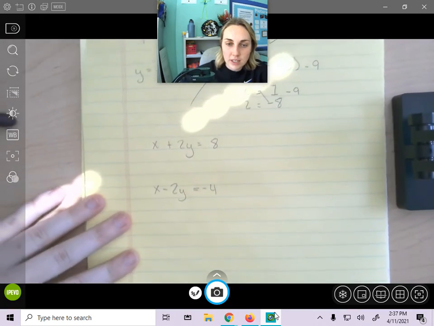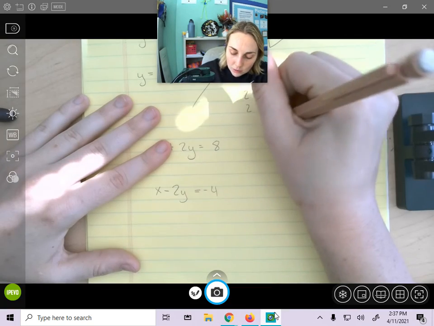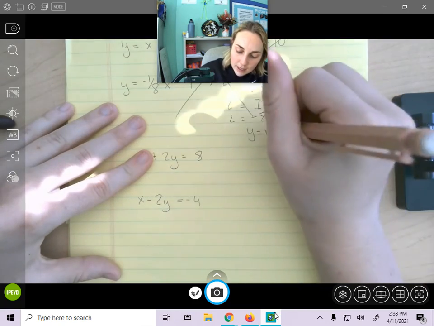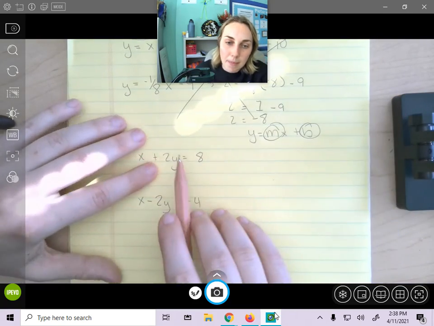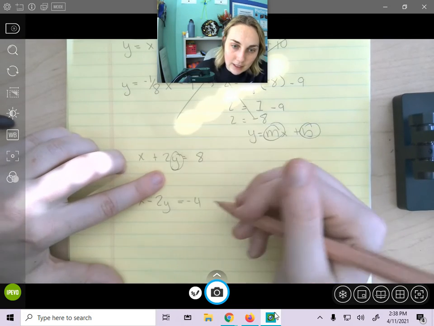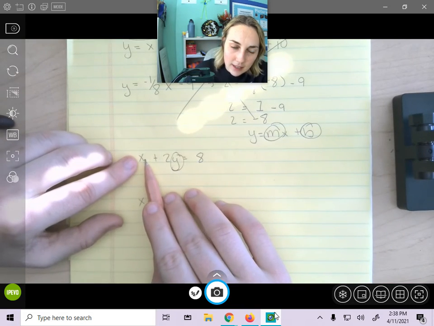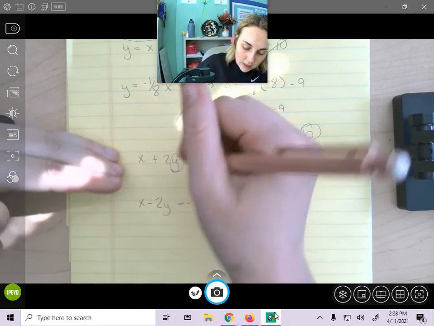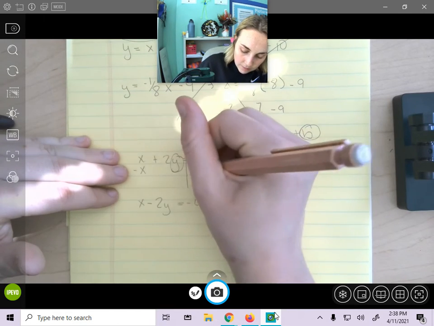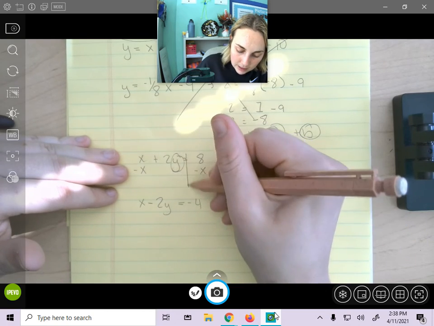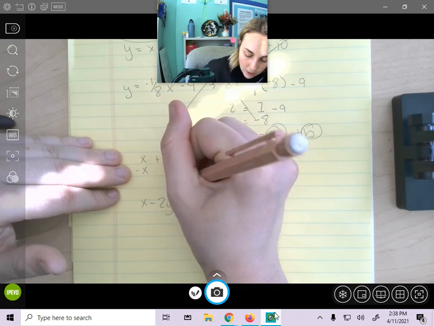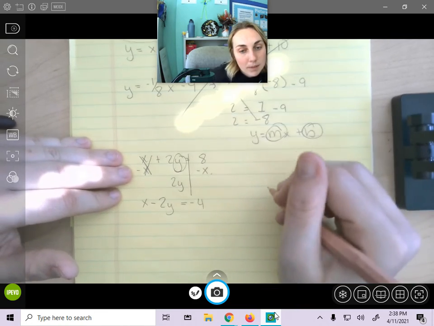So here are the two equations. I want to get them both into y equals mx plus b form, where b is my y-intercept and m is my slope. Okay? So I want to get y by itself. So first I need to get rid of this x. To get rid of this x, I need to do the opposite of a positive x, which is a negative x. Whatever you do on one side of the balance beam, you have to do on the other side as well. So I'll bring down this 2y, because these canceled out, they're opposites.